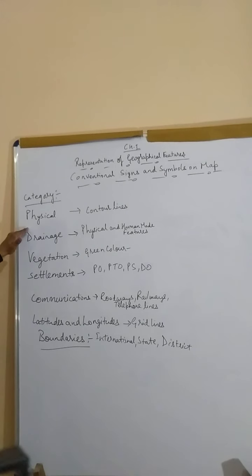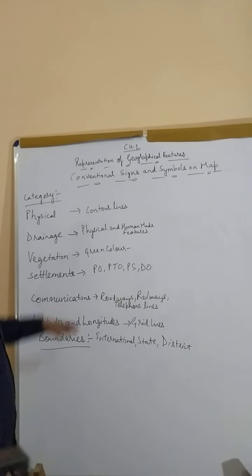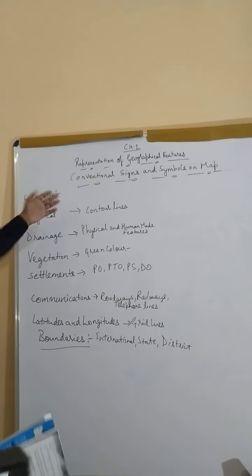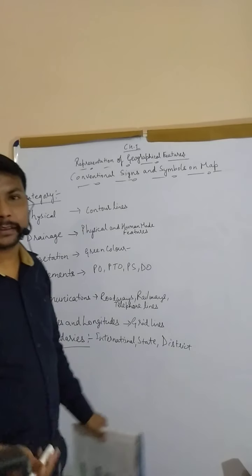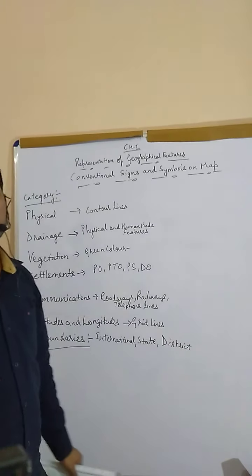First is physical signs and symbols, drainage signs and symbols, vegetation, settlements, communications, latitudes and longitudes, and boundaries, right? So these were the different categories that we have. The first that I told you is the physical category, which has the contour lines.